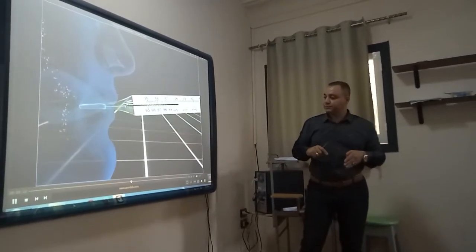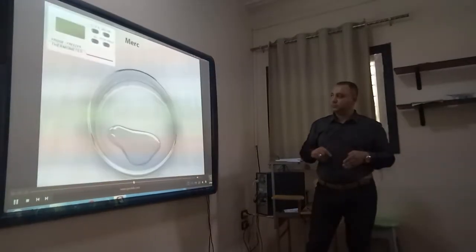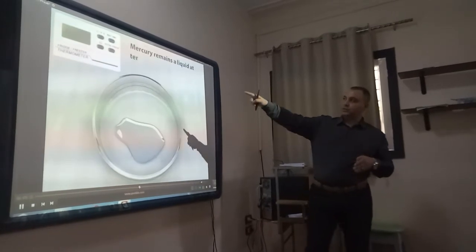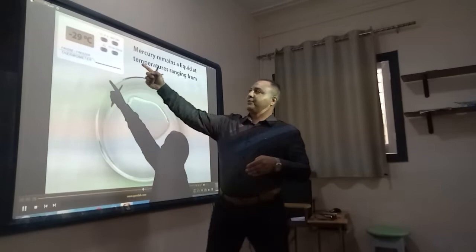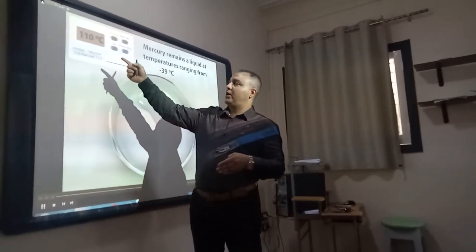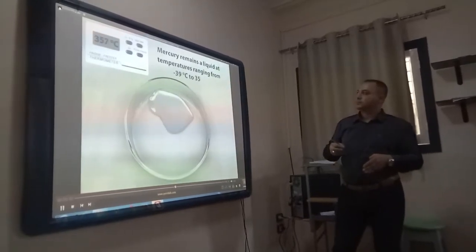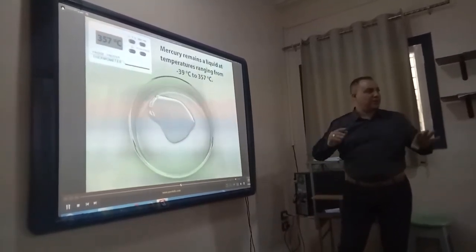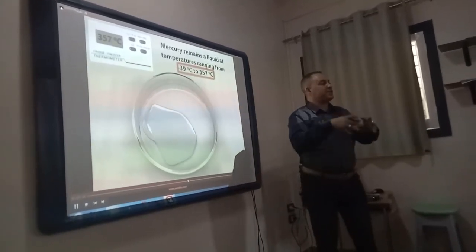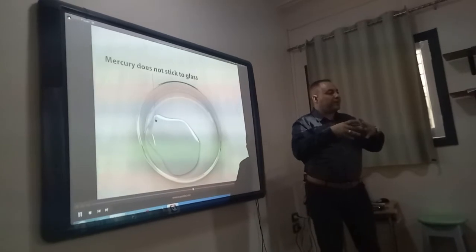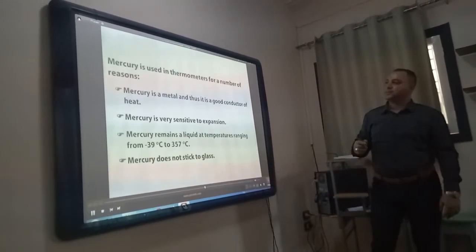Second, mercury remains a liquid at temperatures from negative 39 to 357 degrees Celsius. Hence, it can serve to measure a vast range of temperature. It has a wide range to be liquid, from negative 39 to 357.